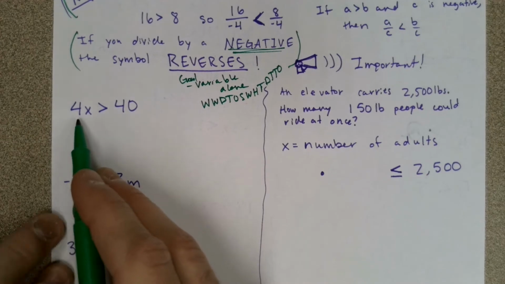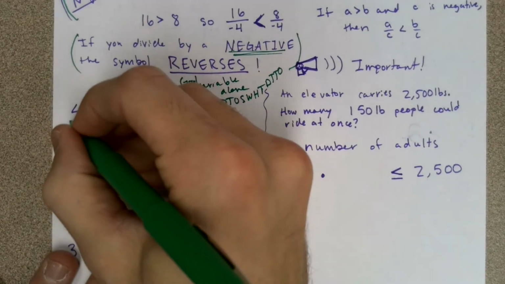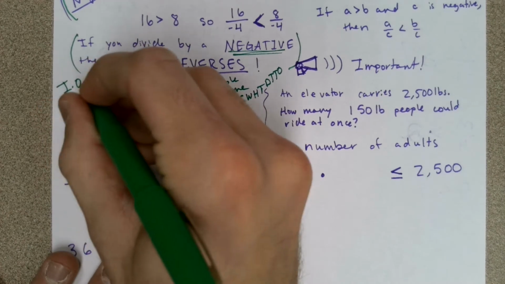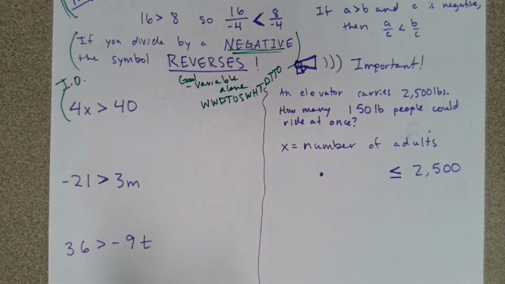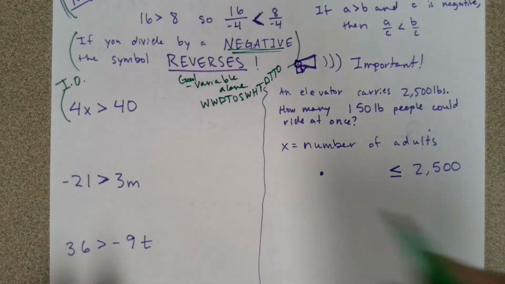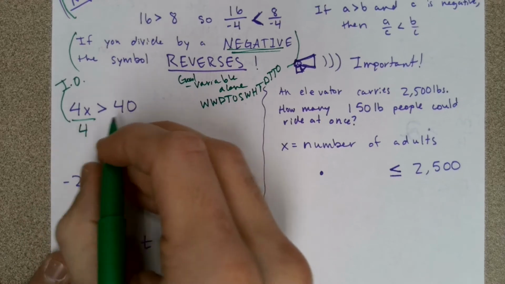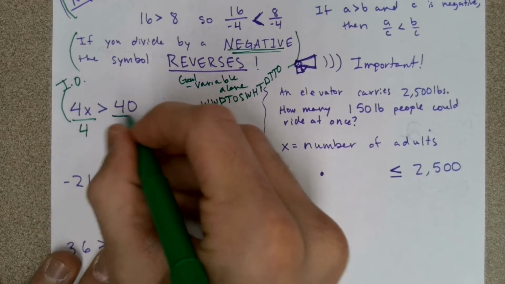So how am I going to get this x by itself? Right now it's 4 times x. The IO, aka inverse operation, to get x by itself. We know the opposite of multiply is divide. Divide by 4. Whatever we do to one side, we have to do to the other.